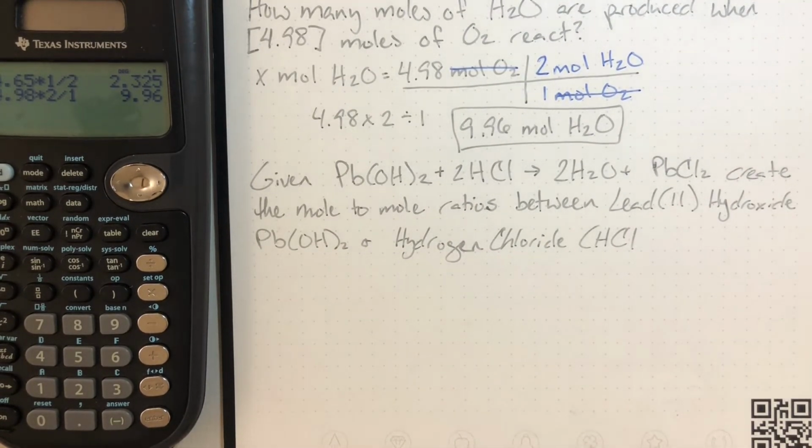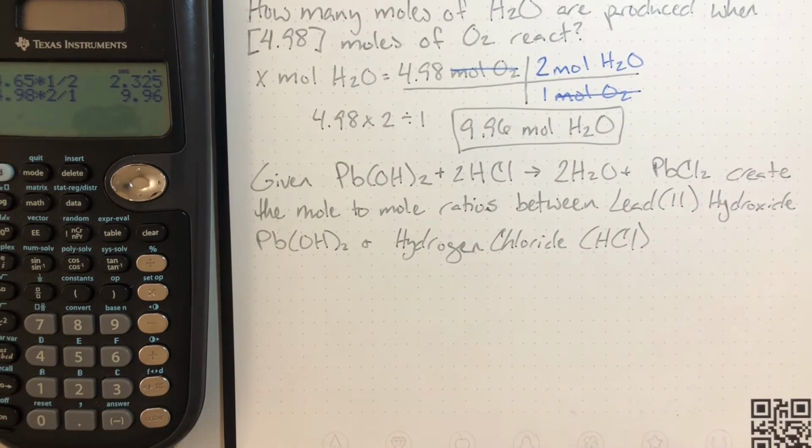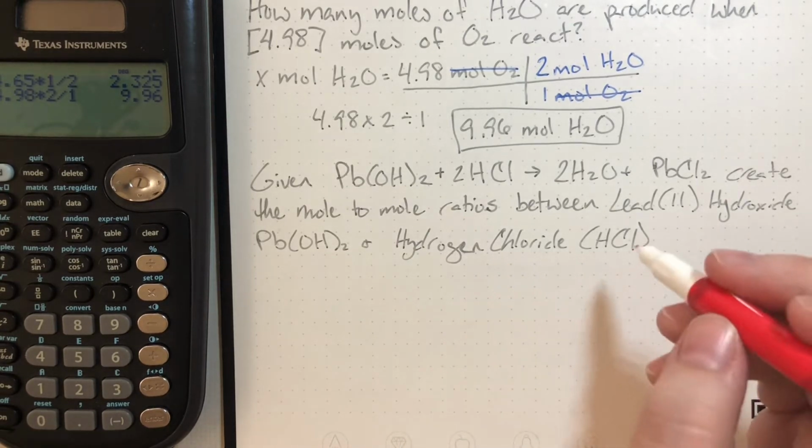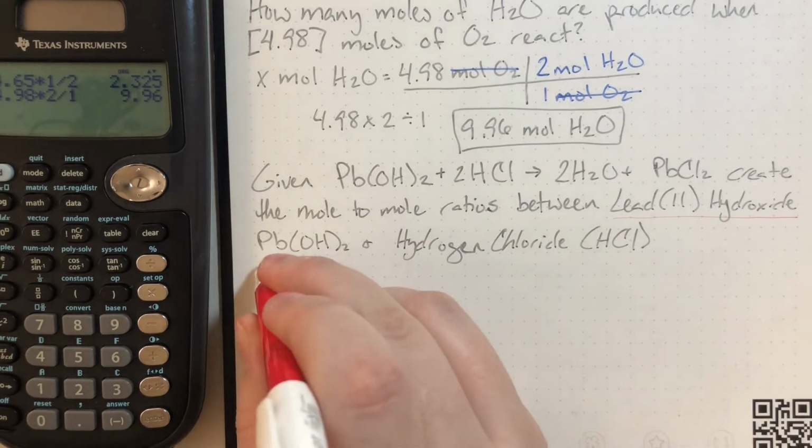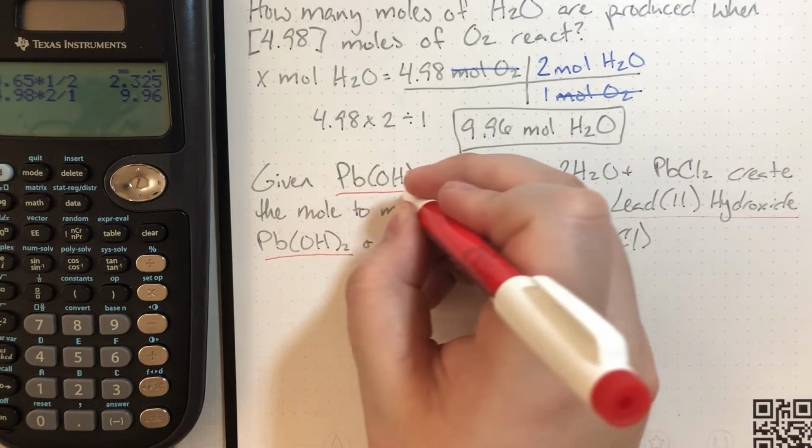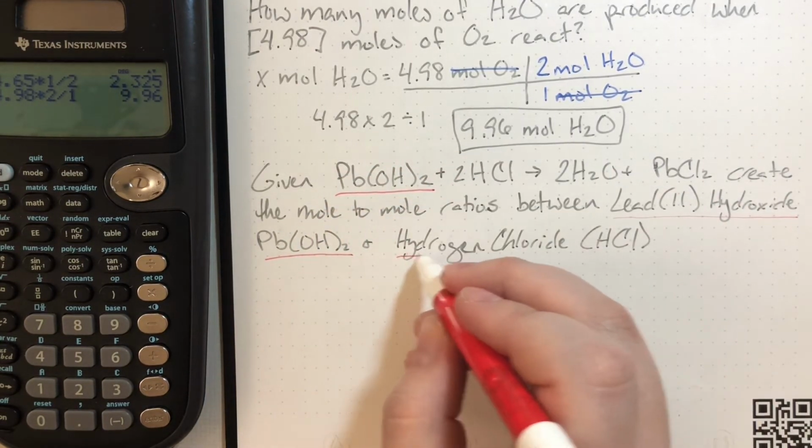Given 1 lead(II) hydroxide and 2 hydrogen chlorides going to 2 waters and 1 lead(II) chloride, create the mole ratio between lead(II) hydroxide, Pb(OH)2, and hydrogen chloride, HCl. I'm going to visually connect the only molecules that I care about. They are going to be stated in the problem as lead(II) hydroxide and hydrogen chloride.